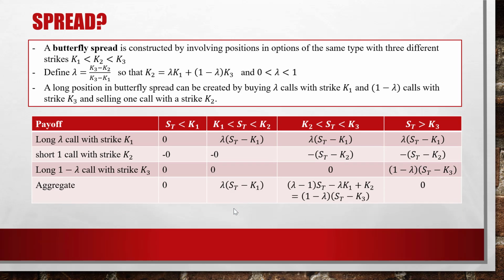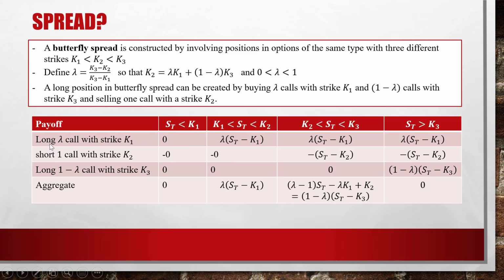Now we consider this table. Here we got 3 different strikes, so we have 4 different intervals for the stock price. And we long lambda calls with strike K1, short 1 call with strike K2, long 1 minus lambda calls with strike K3. Remember, when you do short, you have to have a minus sign in front of everything.